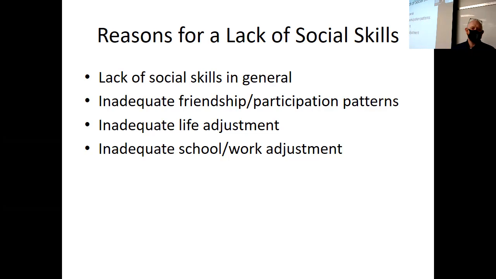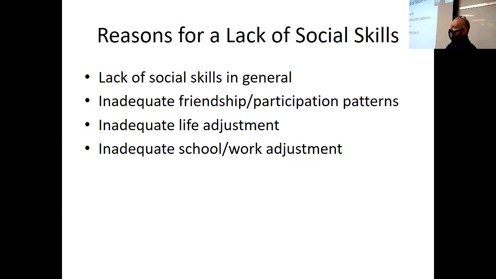Sometimes it can be due to inadequate friendship or participation patterns. Someone may be an introvert. They may be kind of like agoraphobic. What does that mean? Fear of getting out, fear of certain situations, they may be scared they're going to have a panic attack and don't want to get around people. So they may not have a lot of friends. They may not participate in many things. When you're not doing those things, then you're not going to build social skills.